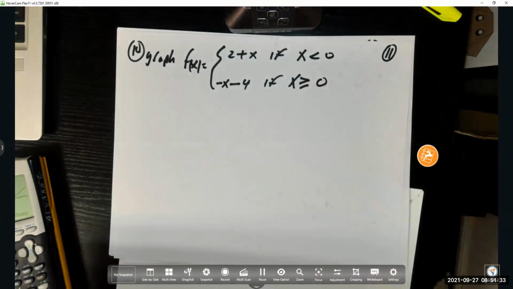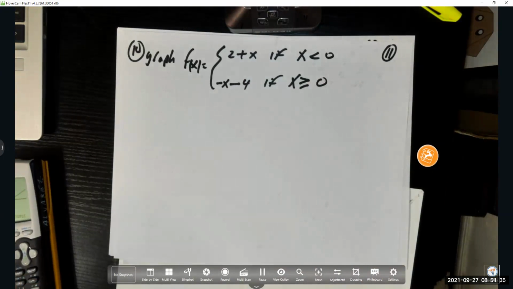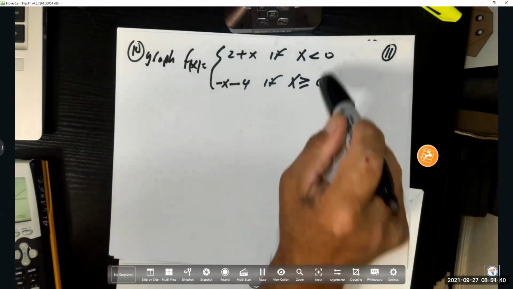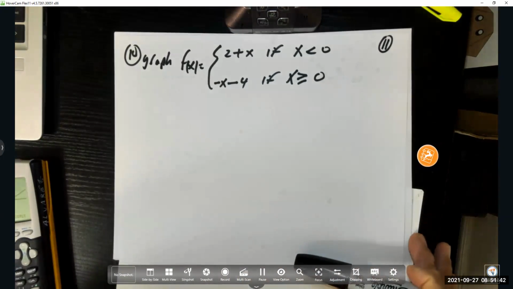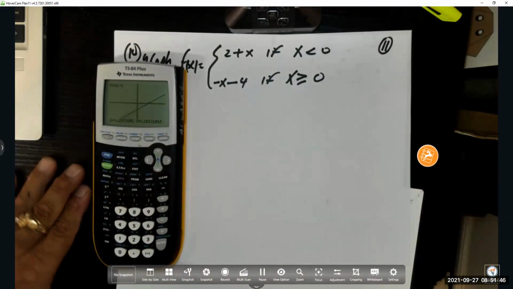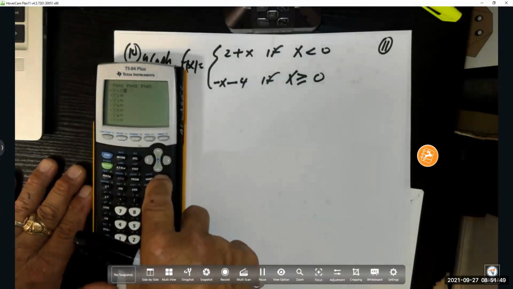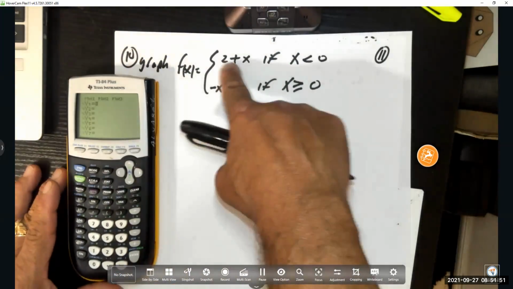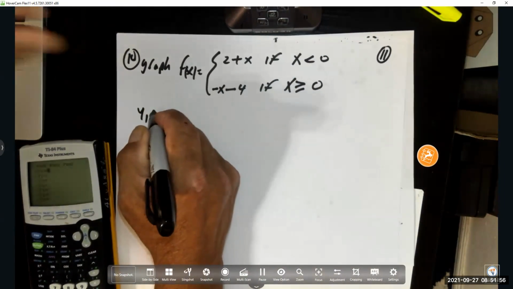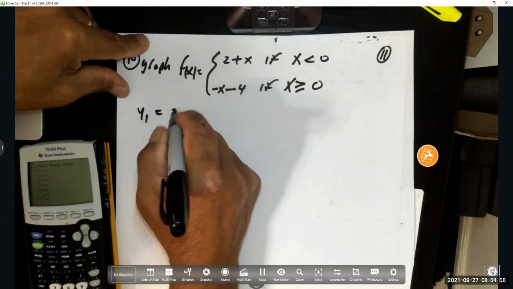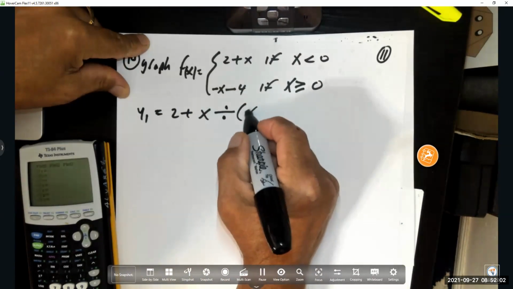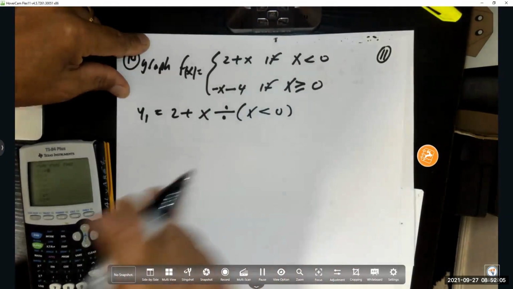All right. So this is a new one. Ready? It has two things going on: the top part, the bottom part, depending on where. If it's less than 0 or bigger than or equal to 0. Let me show you how I do this on the graphing machine. Ready? All right. You hit Y, clear. Okay. To do this right here, I'll just write it out for you. Y1 is going to be 2 plus X, divided by parentheses, X less than 0. And I'm going to show you how to do all that stuff on your machine.